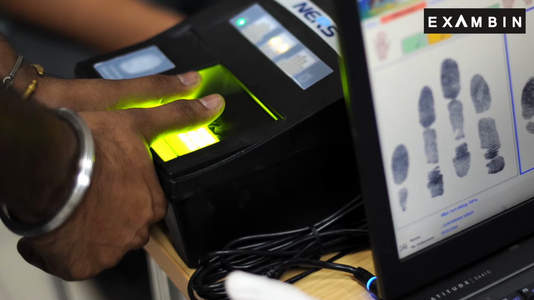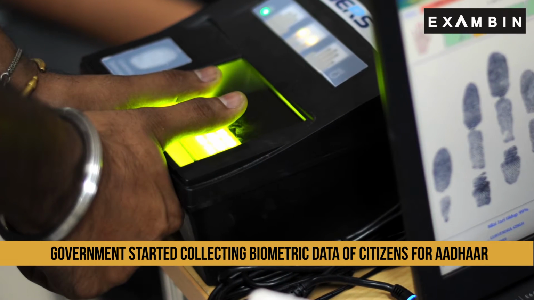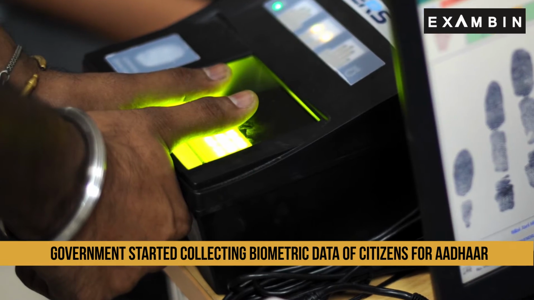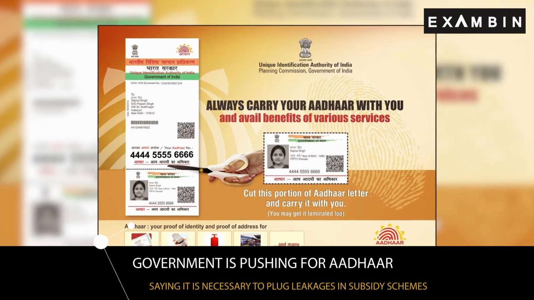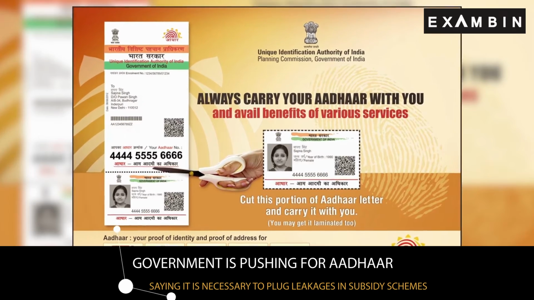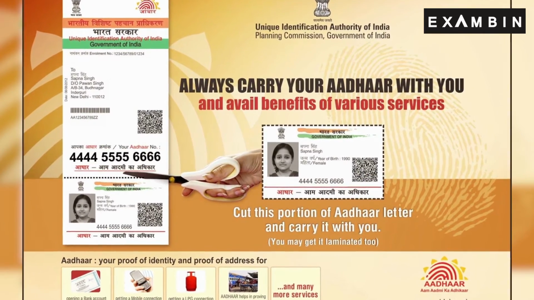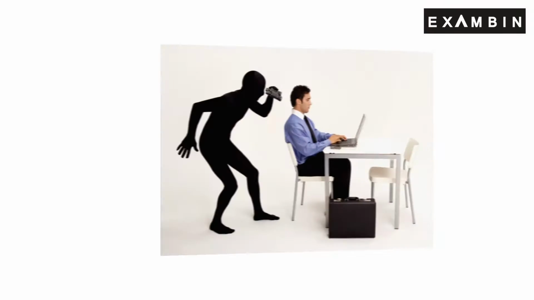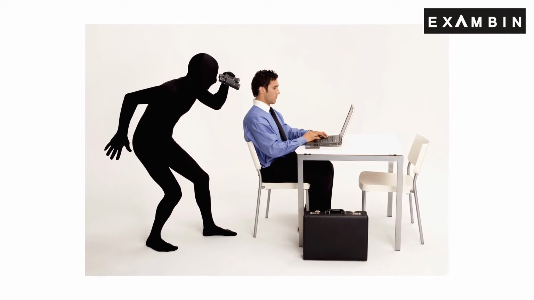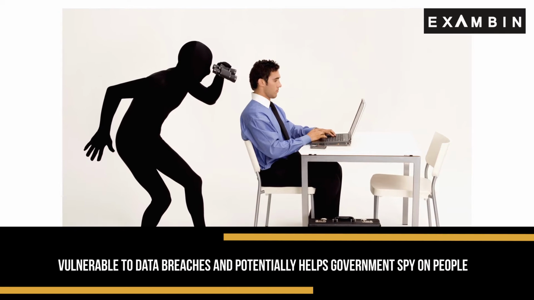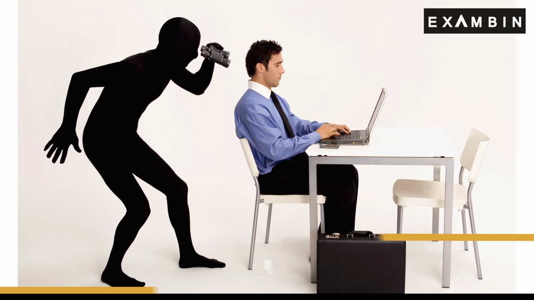Why does this privacy matter arise? The public debate about right to privacy arose after the government started collecting biometric data of citizens for Aadhar. The government is pushing for Aadhar for everything, saying it is necessary to plug leakages in subsidy schemes and to ensure benefits reach the right people at the right time. But critics say the move violates privacy. It is vulnerable to data breaches and potentially helps the government to spy on people of the country.